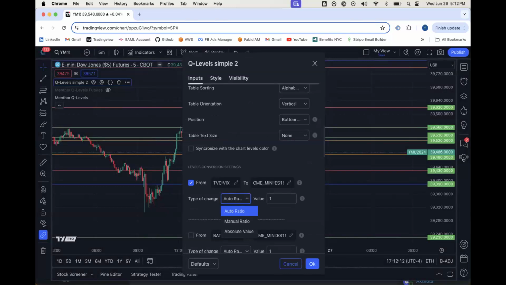ratio from the previous day close, or you can add your own ratio, manual, and absolute value, which is the spread.